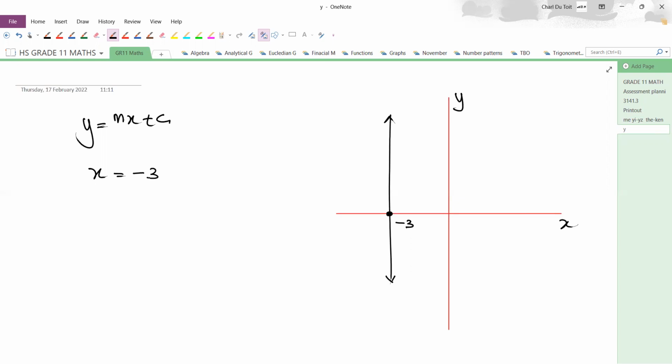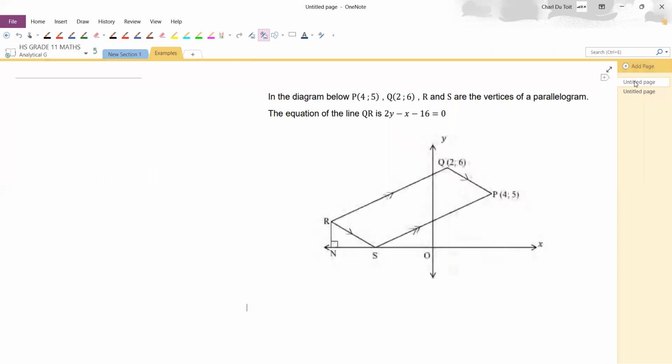The gradient is actually undefined. Is that easy? So they could have done this, doesn't matter. They could have just given you a coordinate there. Let's say -3 and 6, doesn't matter. There's no gradient and the x is always -3. Anywhere on that line, the x value is -3. And that is not difficult. Okay, so that might be new, or you have done that in grade 9 and you haven't looked at it in grade 10 and that's why you forgot it. Okay, let's go over to analytical geometry and we do some examples.